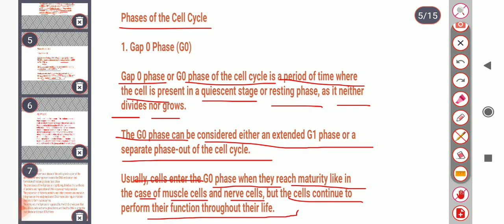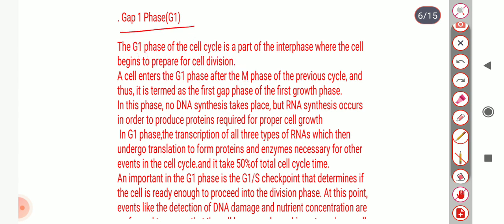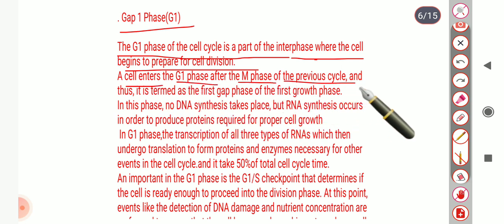Next one is the G1 phase or gap 1 phase. The G1 phase of the cell cycle is a part of interphase where the cell begins to prepare for cell division. A cell enters the G1 phase after the M phase of the previous cycle, and thus it is termed the first gap phase or the first growth phase.